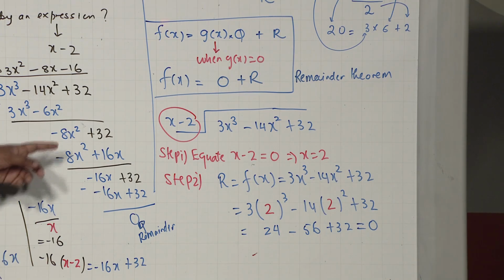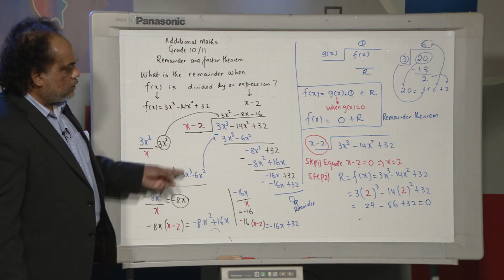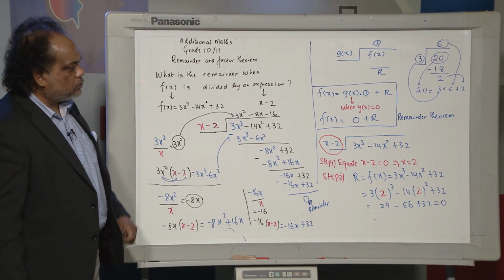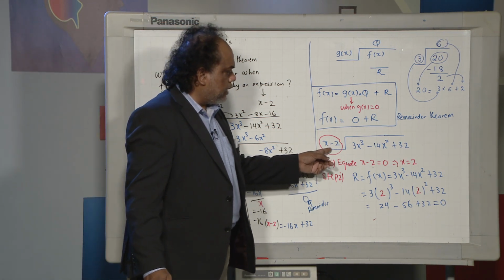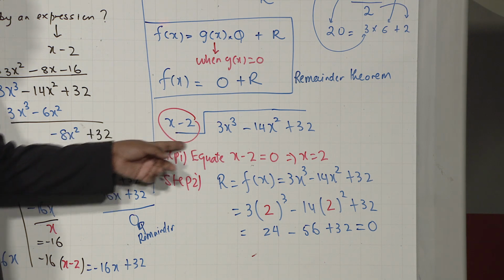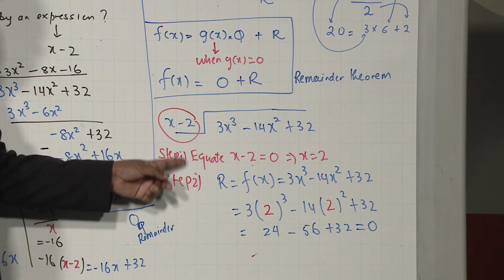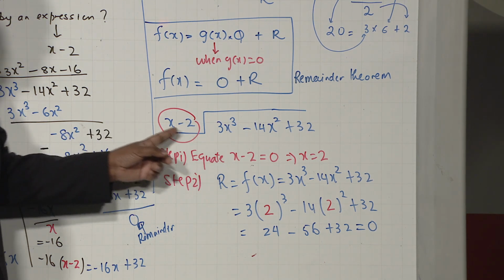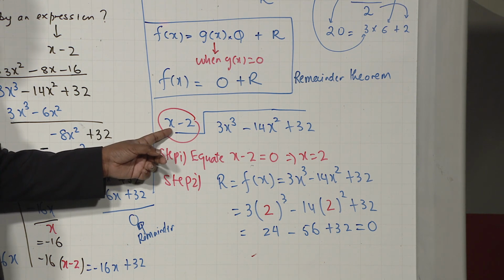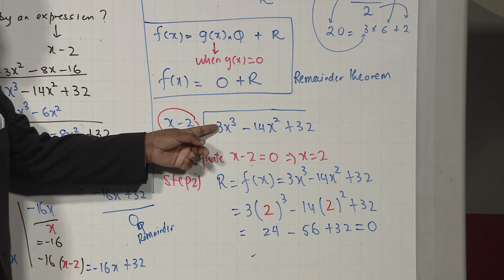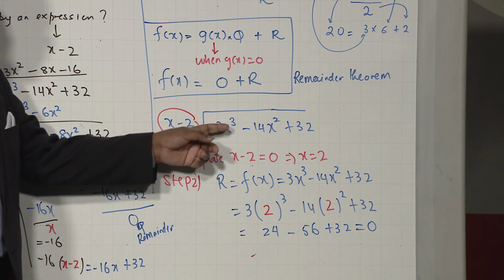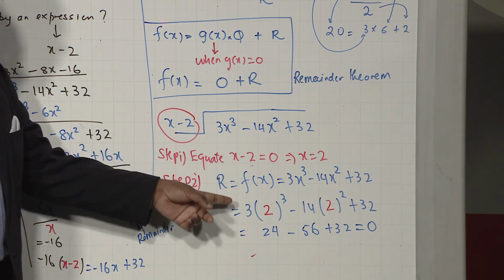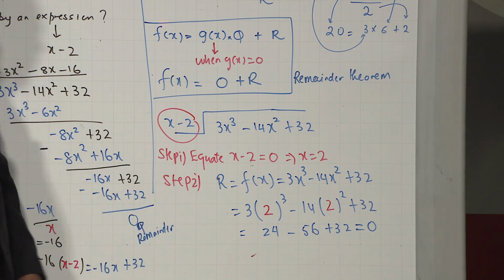So, rather than doing the long division, if we use the remainder theorem, I just have to equate the divisor to 0. So x minus 2 equal to 0 gives me x equal to 2. Replace in the dividend, that is the function f(x) here, I will obtain the remainder.